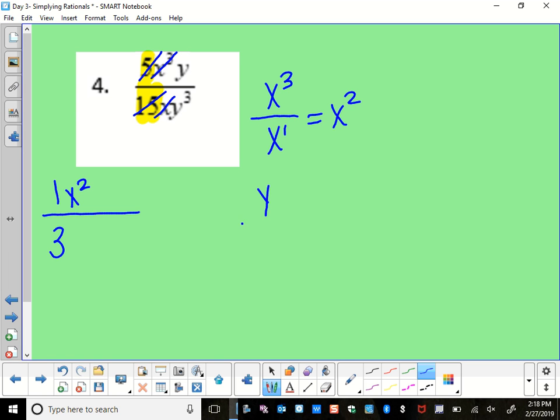Lastly, we have y divided by y cubed. 3 minus 1 is what? Will it go on the top or on the bottom? It goes on the bottom. So this is my answer.